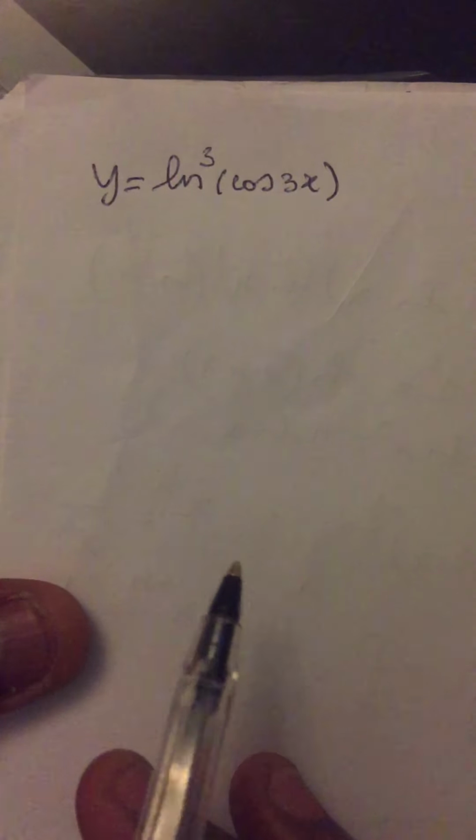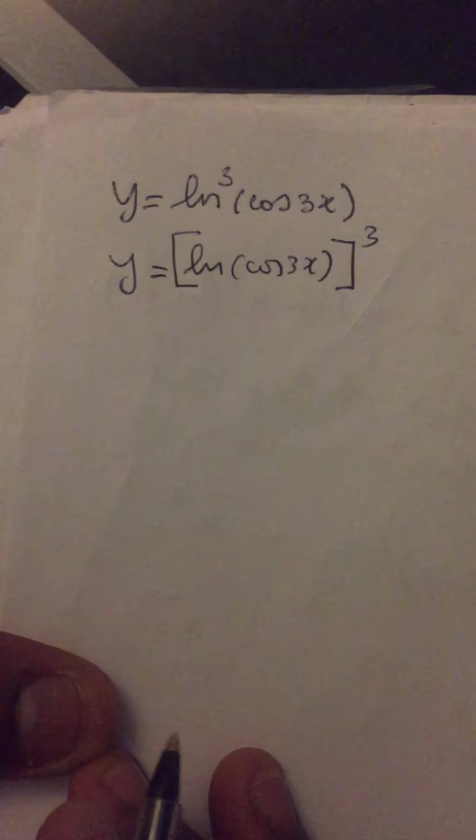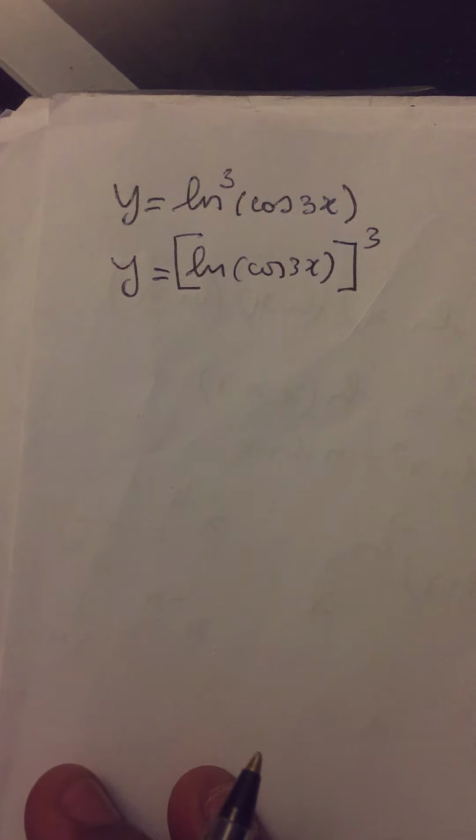The next question. We're dealing with differentiation, and we're differentiating y with respect to x here. We have y equal to ln cube of cos of 3x. We can write this as ln of cos 3x all to the power 3. There's no way for me to simplify this one.